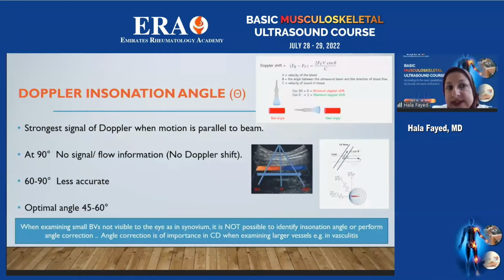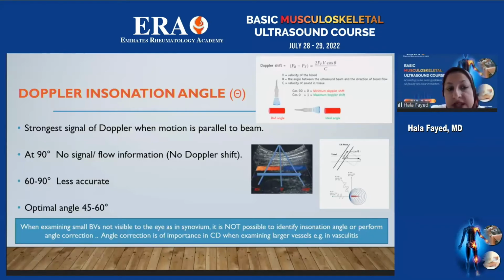The third factor is the Doppler insonation angle. And as we mentioned, it is directly proportional to the Doppler shift. It is the strongest signal of Doppler when motion is parallel to the beam. And why? Because the equation states that it is cosine the angle, and as we all know, cosine 90 is 0. So if the beam is perpendicular, we will have no Doppler shift. And if we have a big angle above 90, we will have no Doppler at all. And the optimum angle is 45 to 60 degrees.